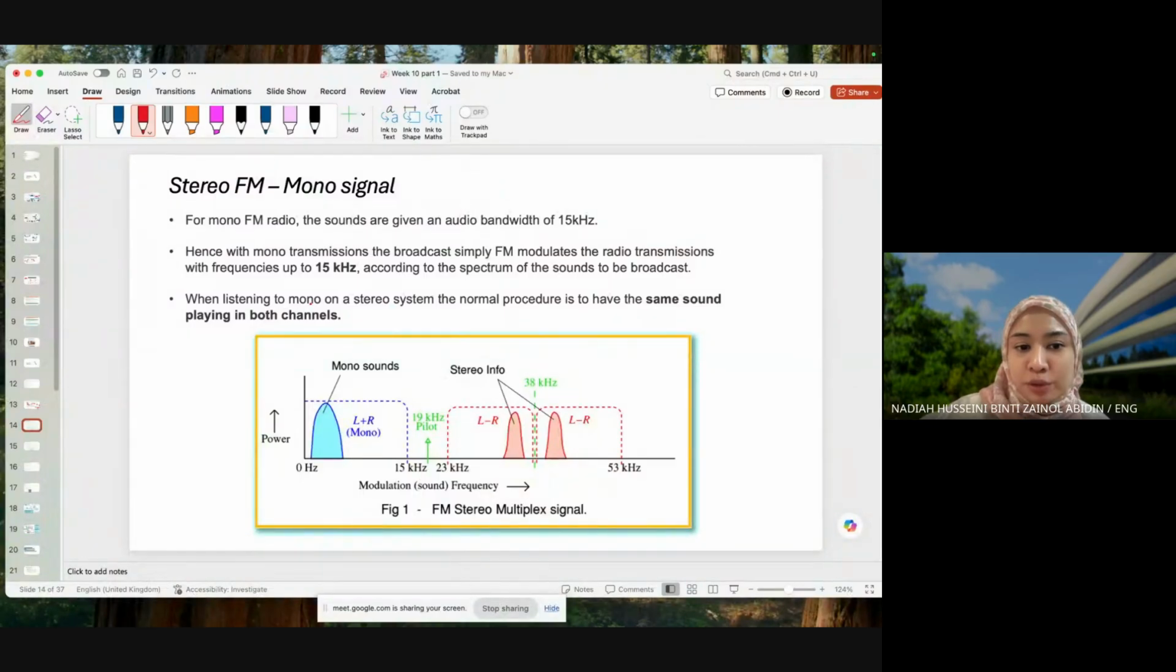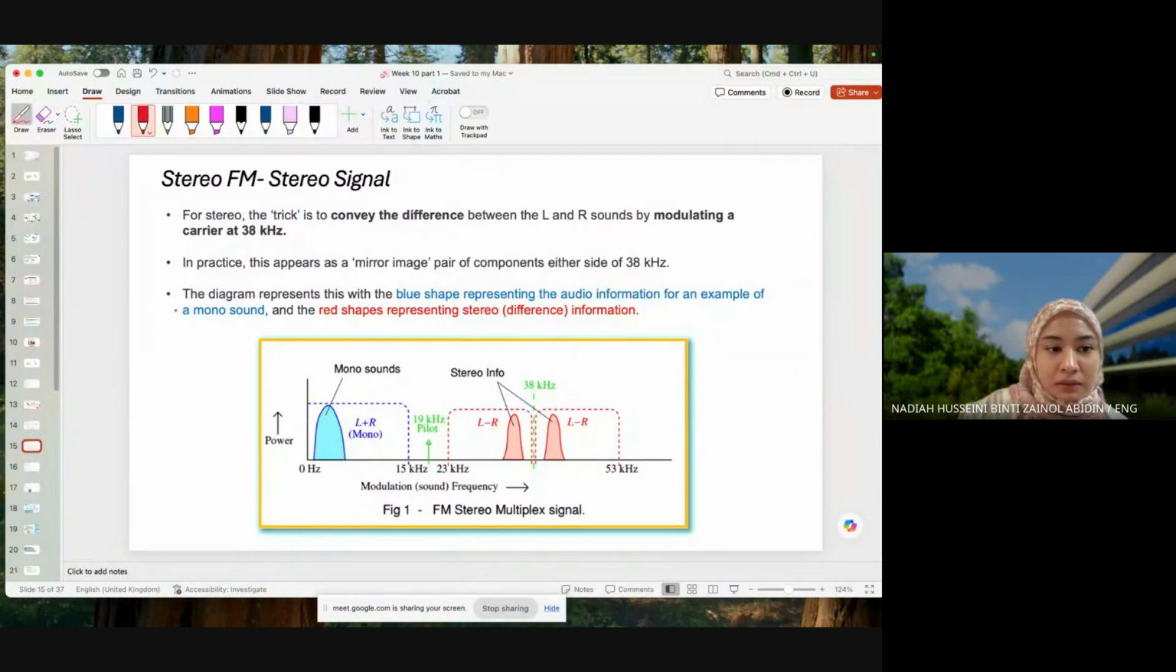When listening to mono on a stereo system, the normal procedure is to have the same sound playing in both channels. So what does the system look like? Let's take a look.